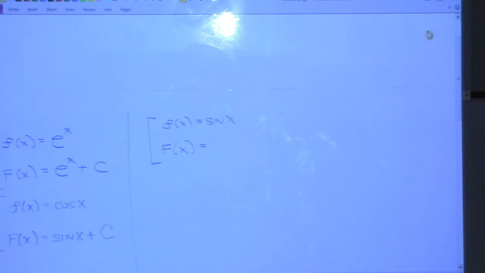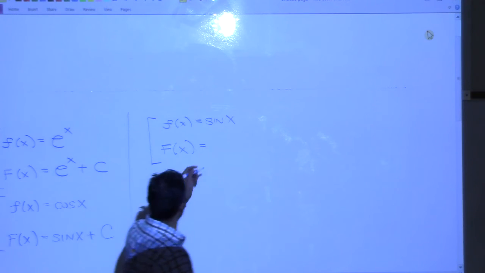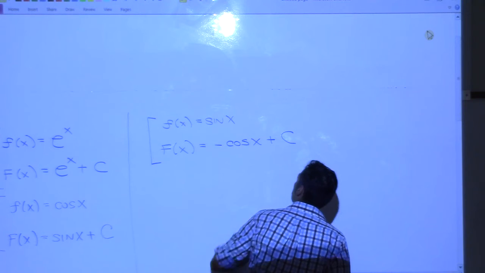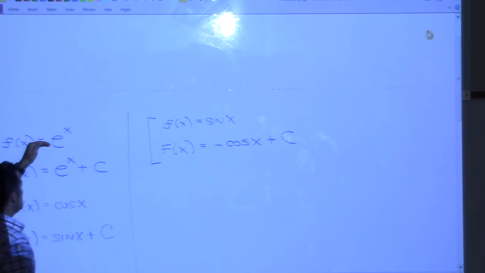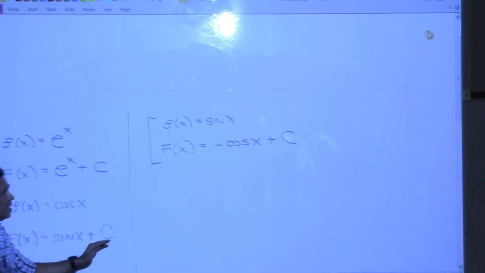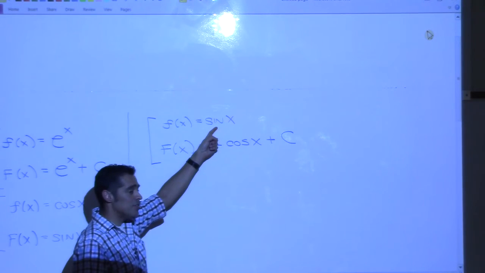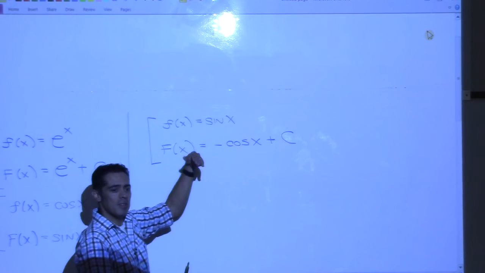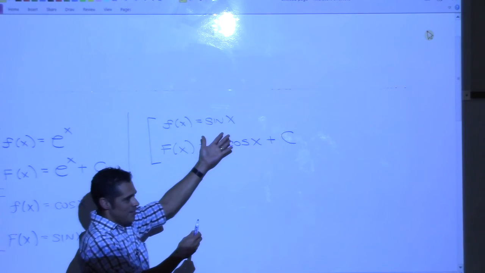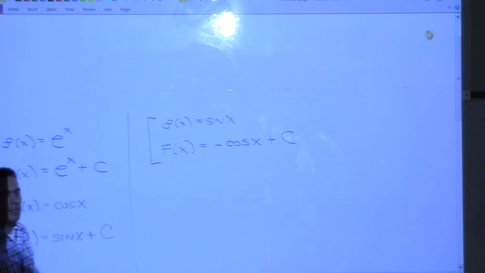Negative cosine of x. Negative cosine of x plus c. So the antiderivative of e to the x is itself plus c. The antiderivative of cosine of x is sine of x plus c. But the antiderivative of sine x, you have to incorporate the little negative in there, because when you take the derivative of cosine, you get a negative sign, and the negative sign becomes positive. Yes? Plus c? Okay. Questions on that?